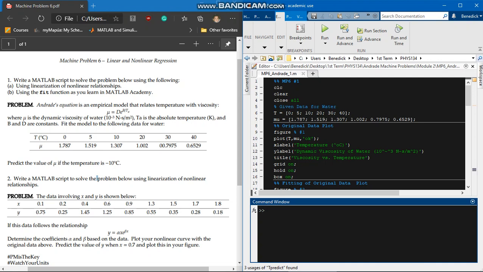So let's go now to my code. As usual, clc, clear, close all, and first is the data. As you can see, the temperature is increasing and the mu is decreasing.